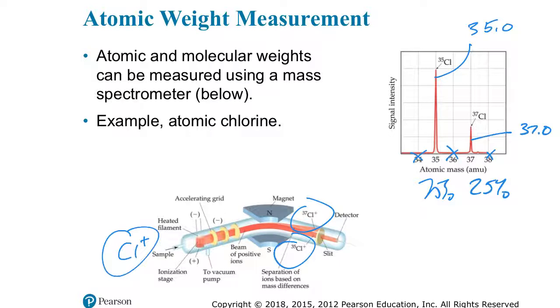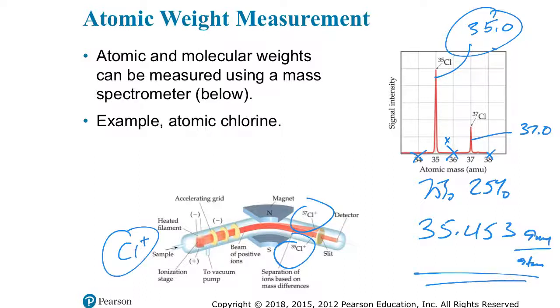So you may say, given that the isotopic abundance of the 35 is a little higher, then the average atomic weight should lie closer to 35. If you look at a periodic table, the mass for chlorine is listed as 35.453, and that'll be AMU per atom on average of chlorine. So the average atomic weight, we can get this from the periodic table.